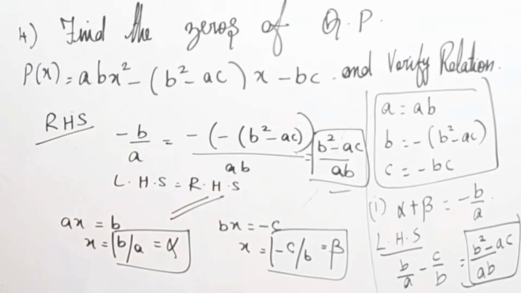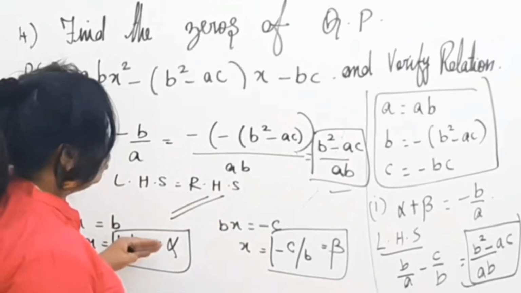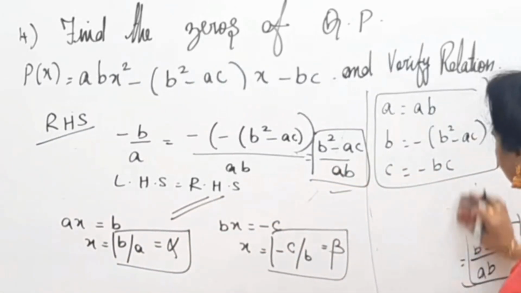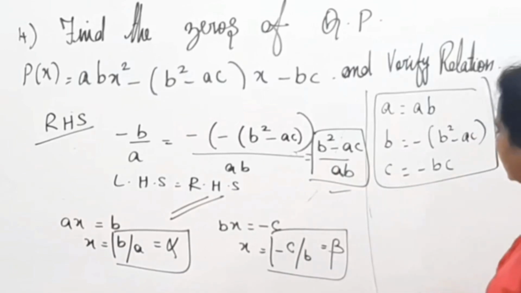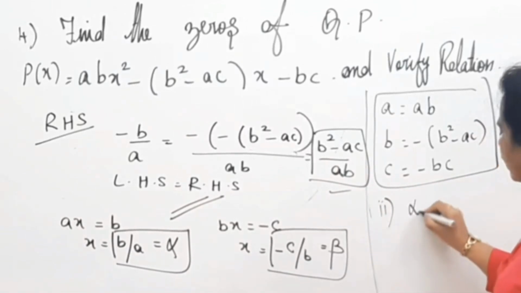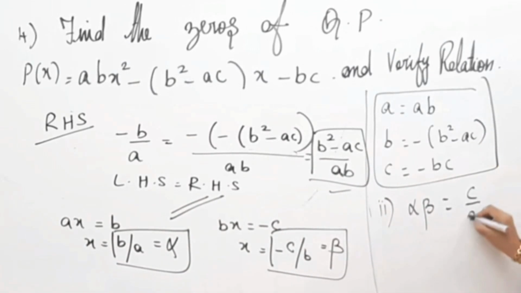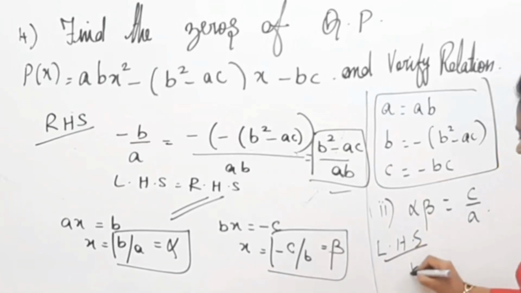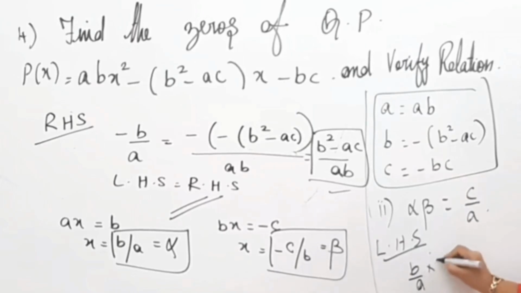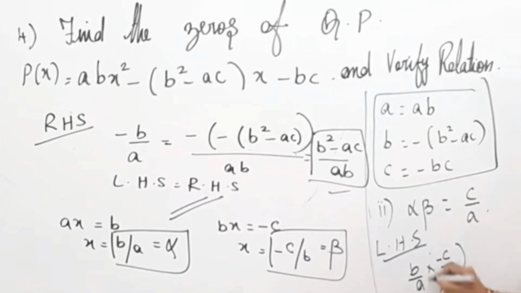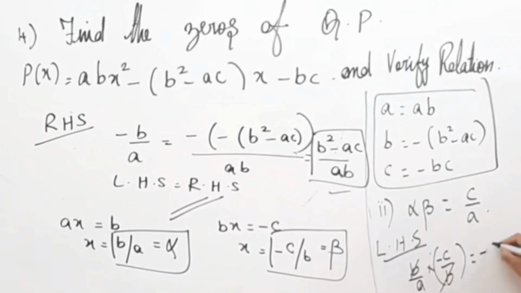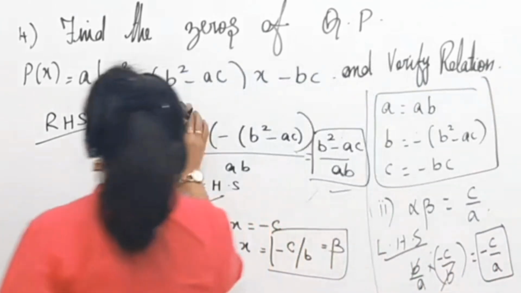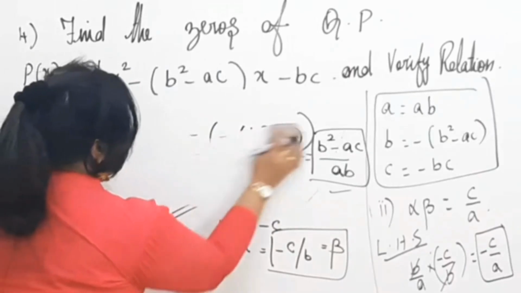And I go for the second relation. So, I want all these values. So, I will go for the second relation, which says: product of zeros is equal to C by A. So, let me have my LHS here. My alpha is B by A. My beta is minus C by B. B gets cancelled, which is equal to minus C by A. So, my RHS, I'm going to have it as C by A.